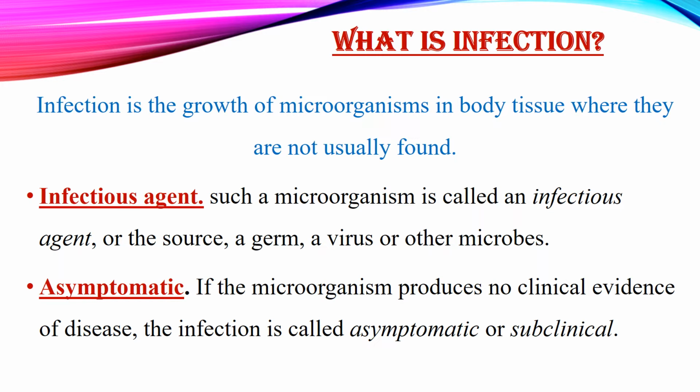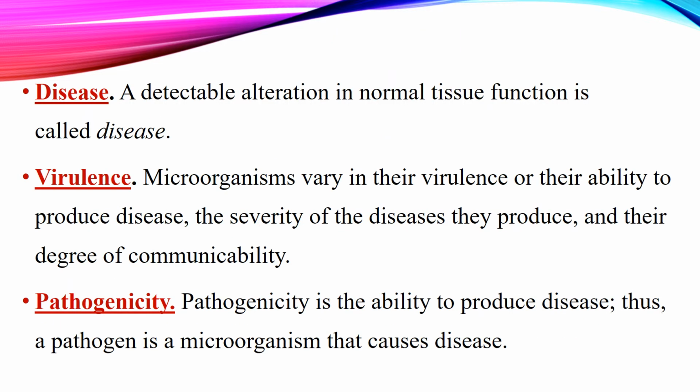Infectious agent. Such a microorganism is called an infectious agent or the source, a germ, a virus, or other microbes. Asymptomatic. If the microorganism produces no clinical evidence of disease, the infection is called asymptomatic or subclinical. Disease. A detectable alteration in normal tissue function is called disease.